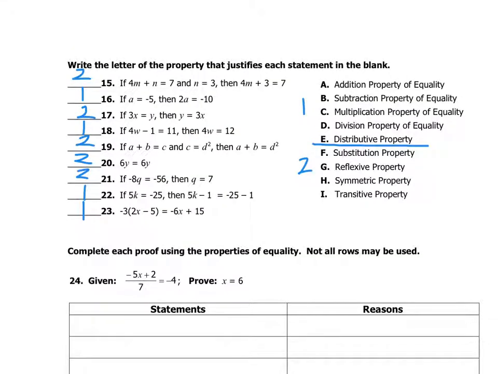Okay, guys. On this section, I have split the word bank into 2 groups, Group 1 and Group 2. In Group 1, you have addition, subtraction, multiplication, division, and distributive properties. In Group 2: substitution, reflexive, symmetric, and transitive property. I've written 1 or 2 in each of these blanks, so it tells you which group your answer is coming from. I do believe you're going to use some of these more than once.